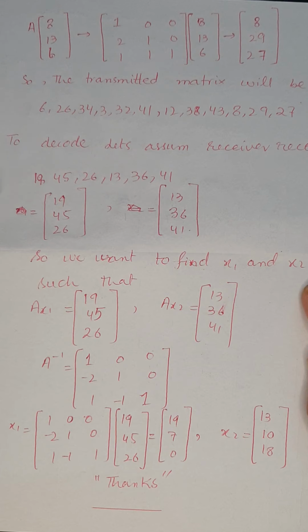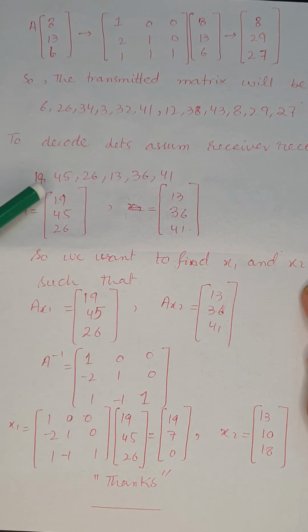Now we will see how the receiver can decrypt this message. One of the cryptography rules is that the key that is used for encrypting the message must be known both to the sender and the receiver. So the receiver, after receiving the message, can decrypt or decode it easily.